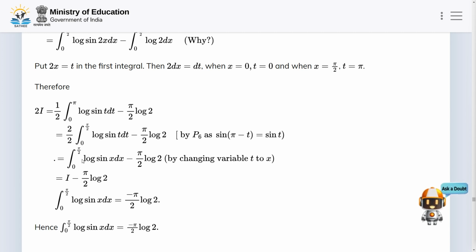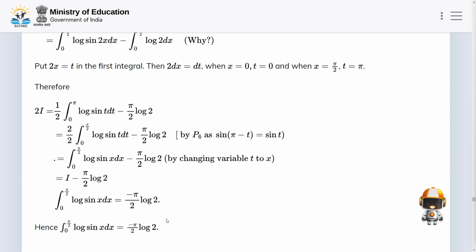This can be rewritten as the definite integral from 0 to pi by 2 of log sin x dx minus pi by 2 log 2, by changing the variable t to x. We just use the P0 property. Now this is your capital I. So 2I equals capital I minus pi by 2 log 2. Take this I to the left hand side, and you will get I equal to minus pi by 2 log 2. So the final answer is that the definite integral from 0 to pi by 2 of log sin x dx gives you minus pi by 2 log 2.